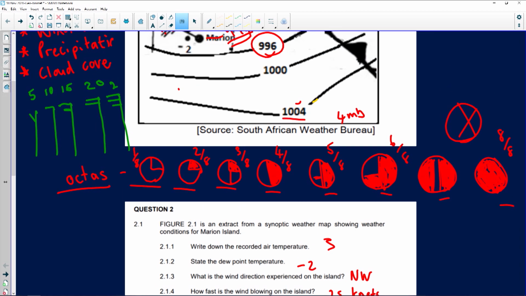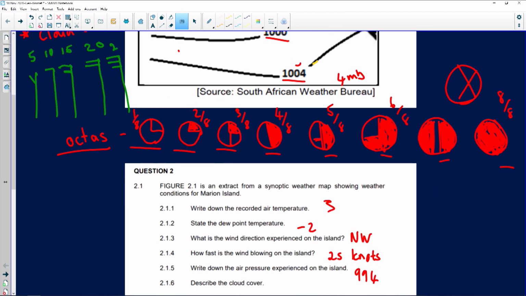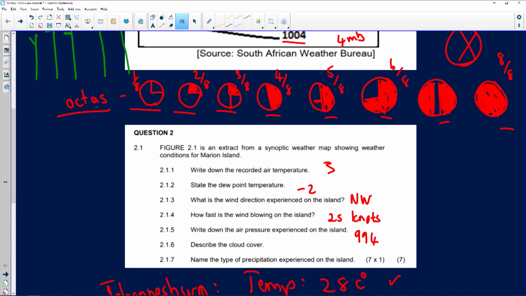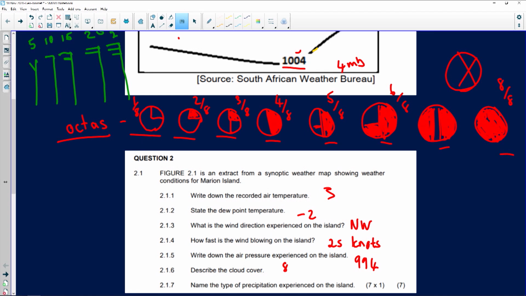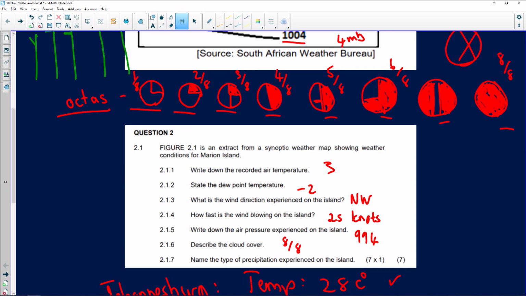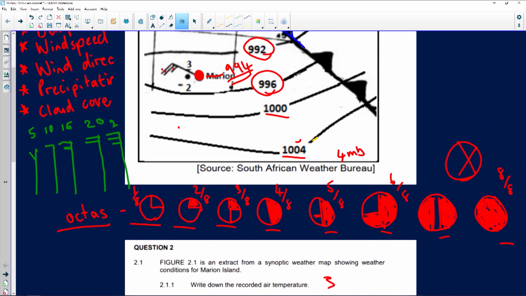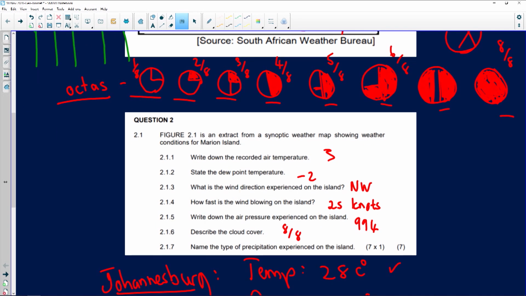Now look at the interval, as you can see, 4 millibars between them. Describe the cloud cover. A completely colored circle, so it's 8/8. Name the type of precipitation experienced on the island. That symbol that we see over there means rain. So that's weather station models. Vice versa, you need to be able to draw one, and you need to be able to interpret one. Vitally important. You're going to get it definitely when a synoptic chart is being asked.